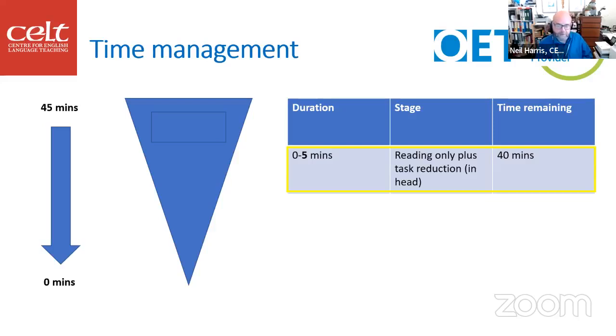You will notice, however, on screen that I'm making reference to this thing called a task reduction. What that basically means is that you consider some of the key information that any OET letter requires. You need to work out, who are you writing to? Who are you writing about, the patient? And what relationships exist between you and that patient, known or unknown?